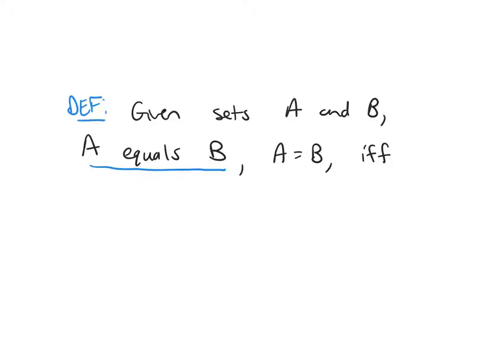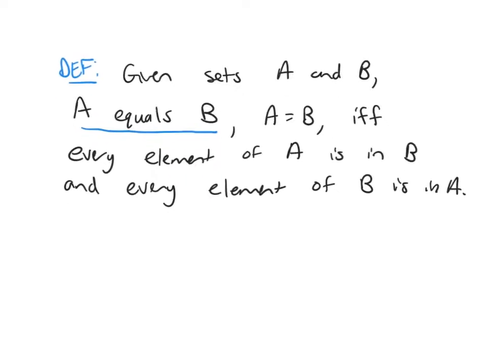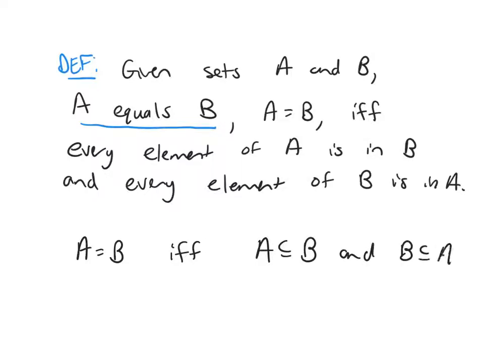If and only if every element of A is in B and every element of B is in A. So basically, saying that they have to have the same exact elements in it. So according to the definition, A equals B if and only if A is a subset of B and B is a subset of A.